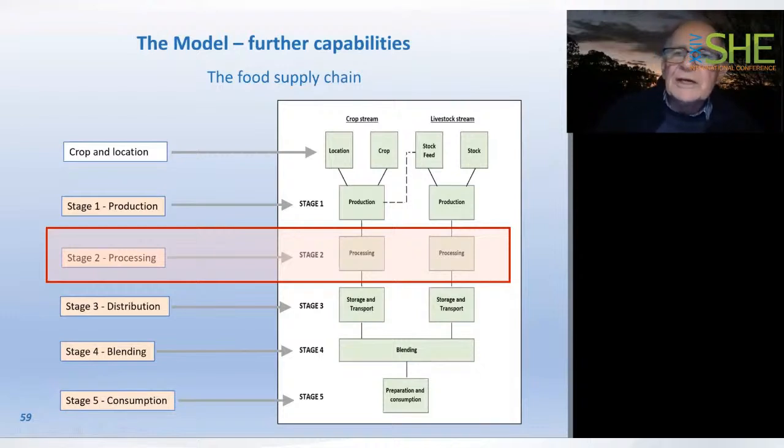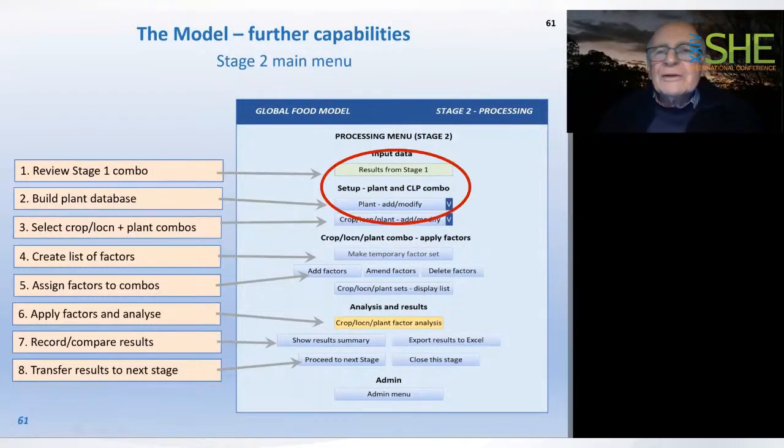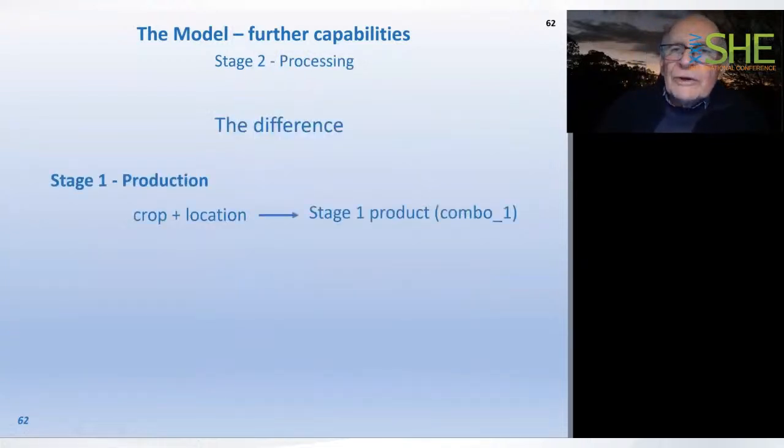This is the processing stage, and as I said, it can involve things like milling, drying, husking, pasteurizing of milk, and so on. Again, the process looks very similar to stage 1, apart from the fact that the menu is blue. There is another important difference, and that is in the first 2 steps. In stage 1, you'll recall that we took a crop and matched it to a location to give us what I was calling a combo, or if you like, a stage 1 product.